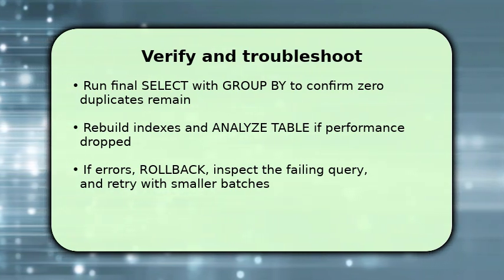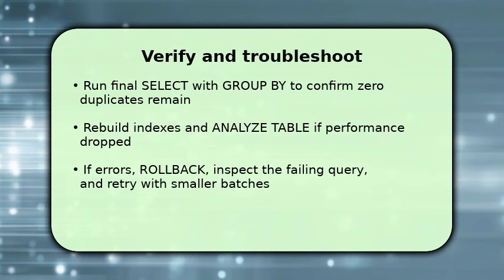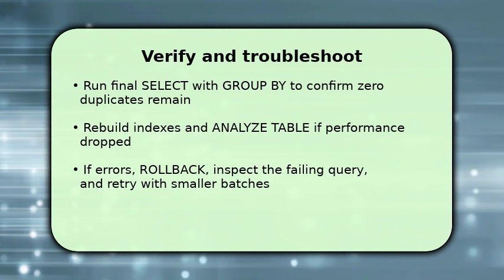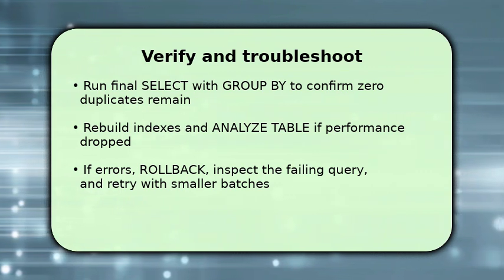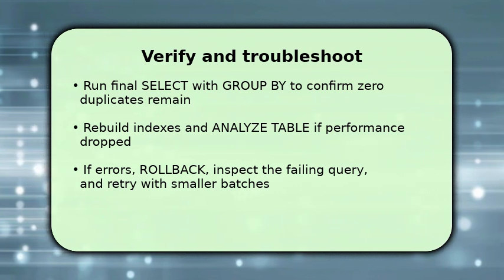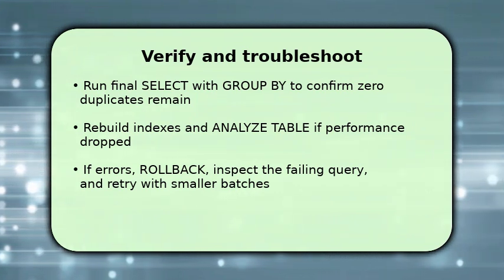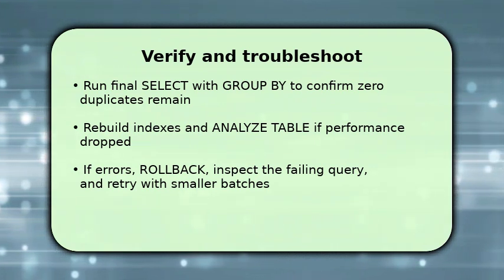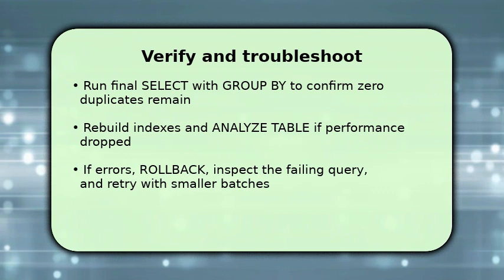This restores performance. If something goes wrong, immediately roll back the transaction, inspect error messages and the subquery logic, and try again using smaller batches or locking strategies. One key troubleshooting tip: if you hit foreign key errors, temporarily disable or adjust constraints only after understanding referential impacts.